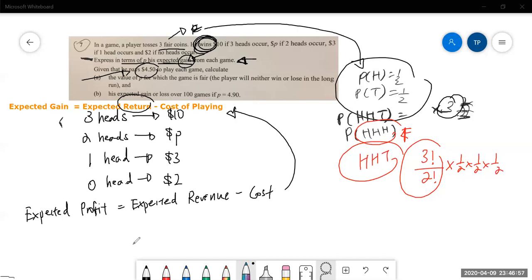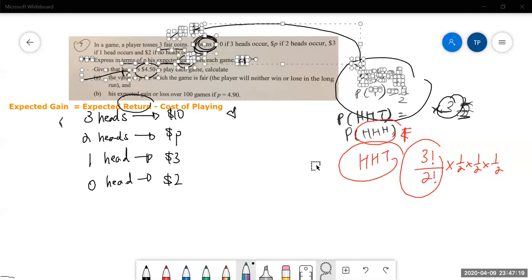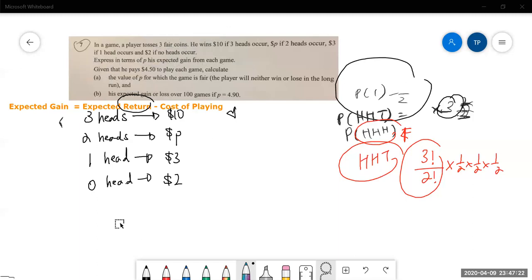Okay. But right now, I'm not too sure why the person used the word expected gain. Maybe what he meant was expected return. Yeah. But we can still calculate that. Okay. So we need to find, in terms of P, his expected gain from each game. So now we have to draw the table.